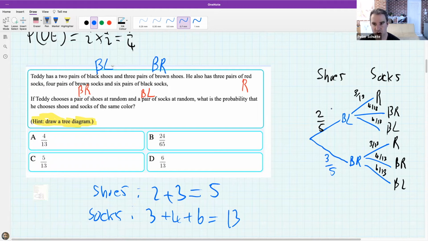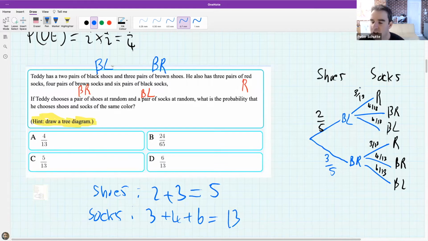When I get to the socks, there are actually 13 possible options. 3 of them are red, so that's why the probability of choosing red is 3 out of 13. For brown, it's 4 out of 13. And for black, it's 6 out of 13. And these branches are going to be the same for the second one.